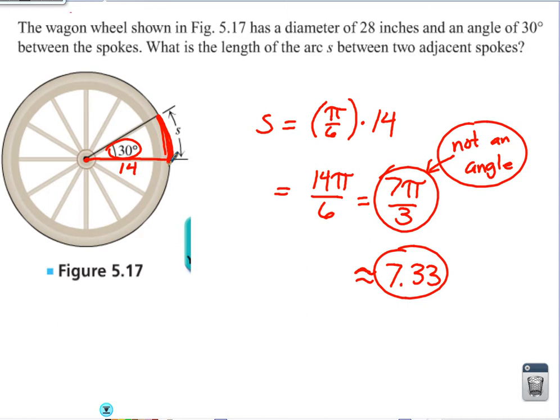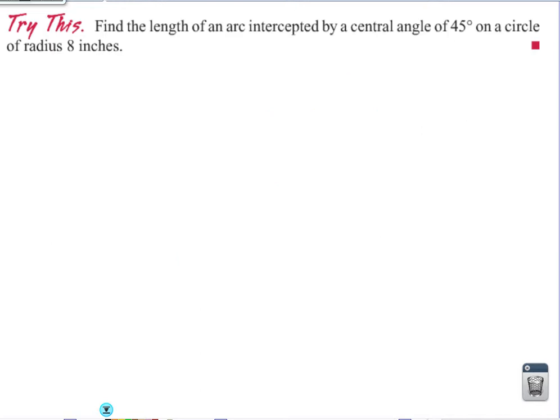Okay. Arc length, and if you haven't already written it down, arc length is equal to the angle times the radius. Simple formula. Arc length equals angle times the radius. The angle must be in radian form.